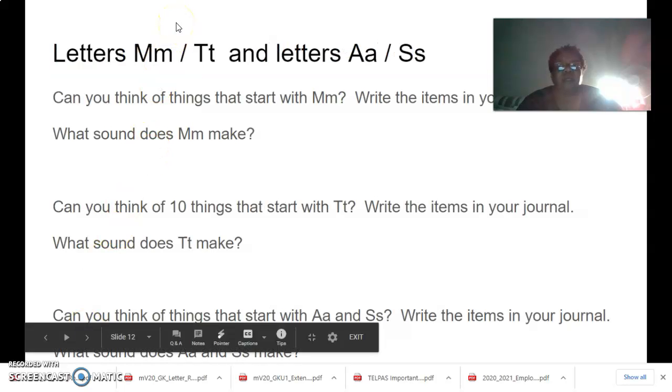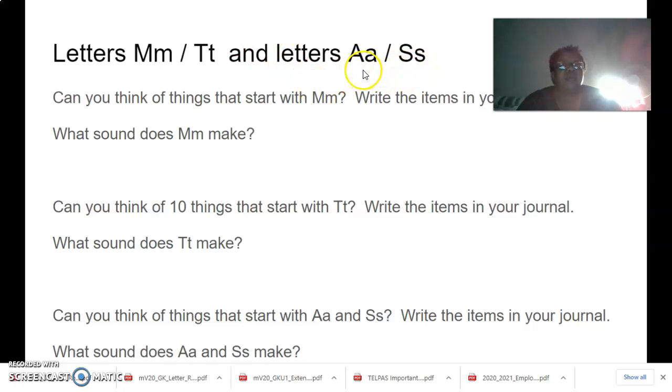This week we're working on the letters A and S. So we have a vowel and then we have a consonant S. Last week we were working on letter M and letter T. And it says, can you think of things that start with M? Write the items in your journal. What sound does M make? Can you think of 10 things that start with T? Write the items in your journal. What sound does T make?